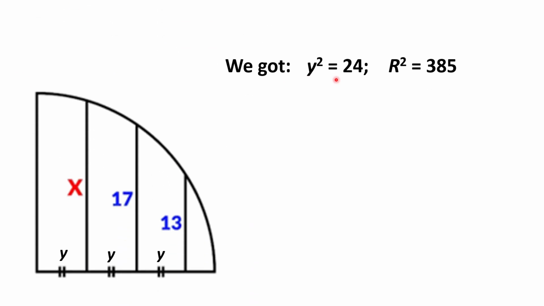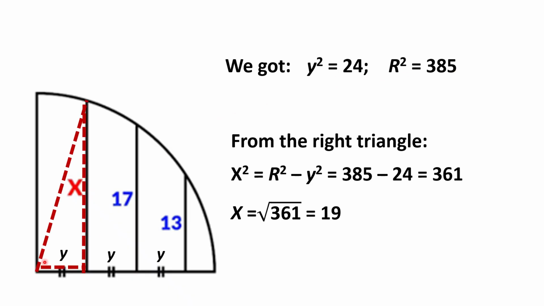So we got y square equal to 24 and r square equal to 385. Now we join the center of the quadrant to the top of the longest line, the x unit line, and we get a right triangle. By the rule of Pythagoras, x square equals hypotenuse square minus base square, that is r square minus y square, 385 minus 24, so x square is 361.